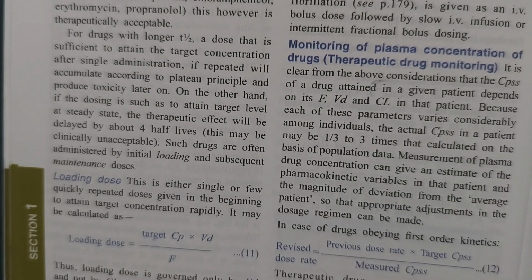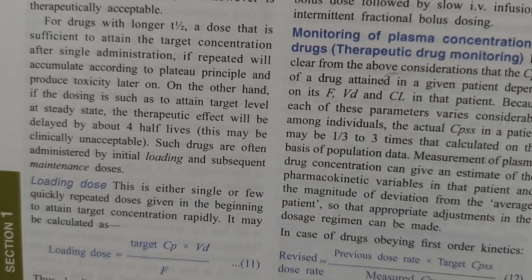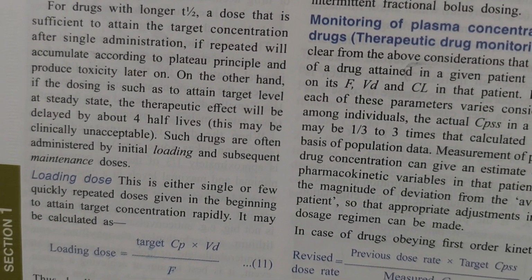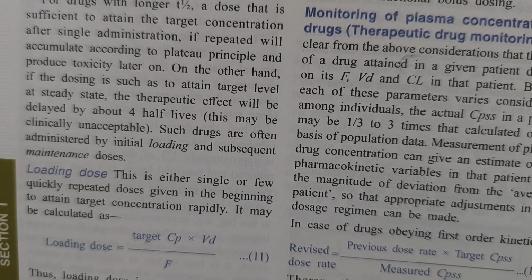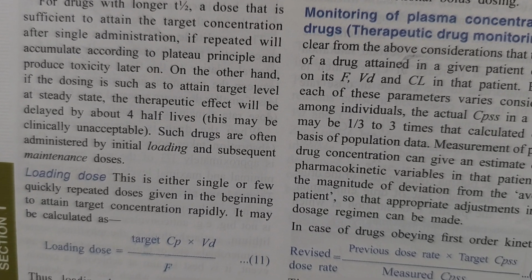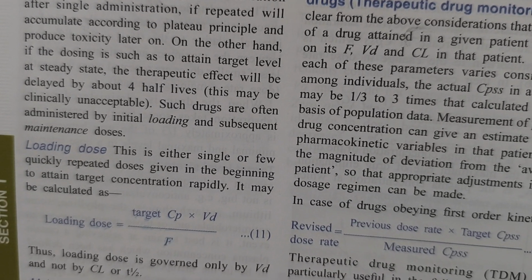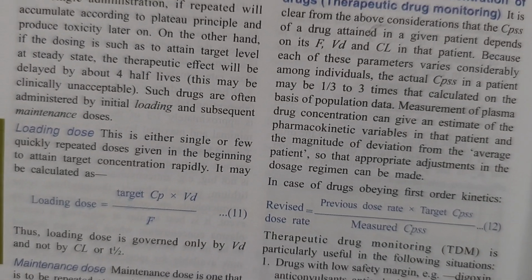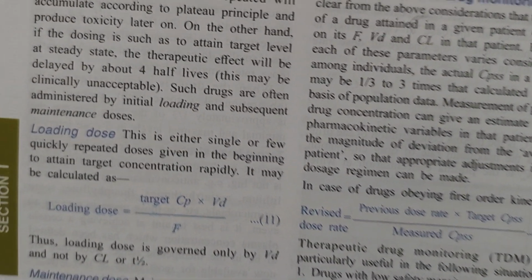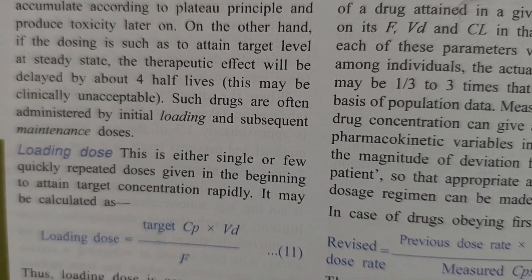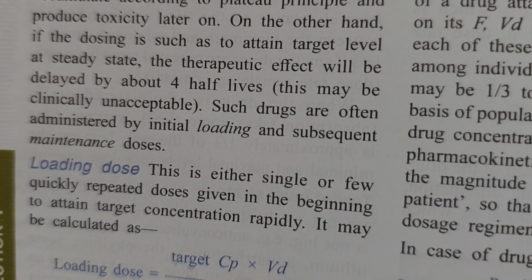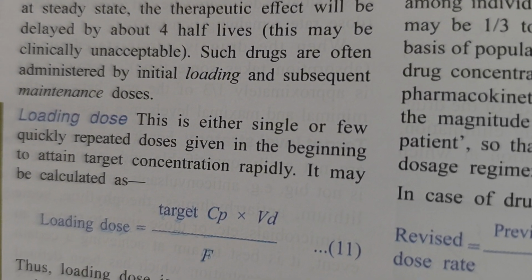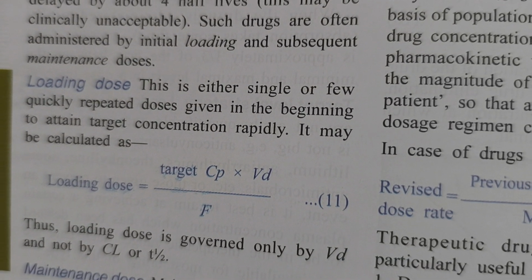acceptable. For drugs with longer T half, a dose sufficient to attain target concentration after single administration, if repeated, will accumulate according to the plateau principle and produce toxicity later on. On the other hand, if the dosing is such as to attain target level at steady state, the therapeutic effect will be delayed by about 4 half-lives. This may be clinically unacceptable.